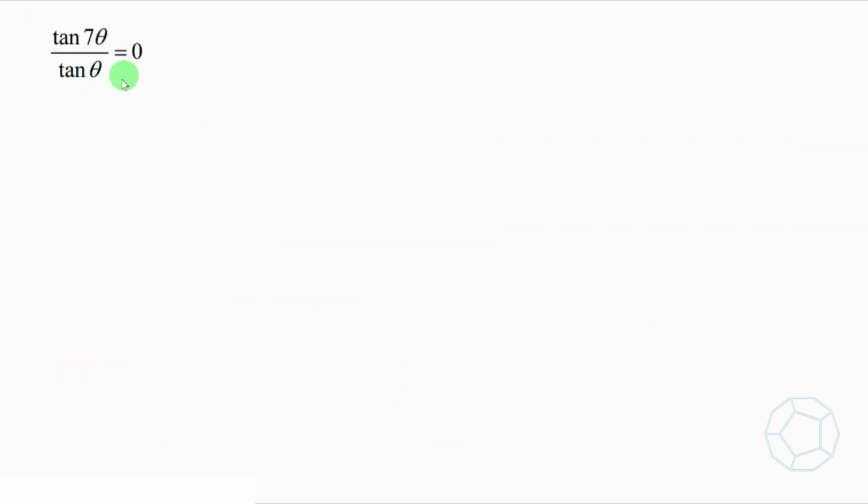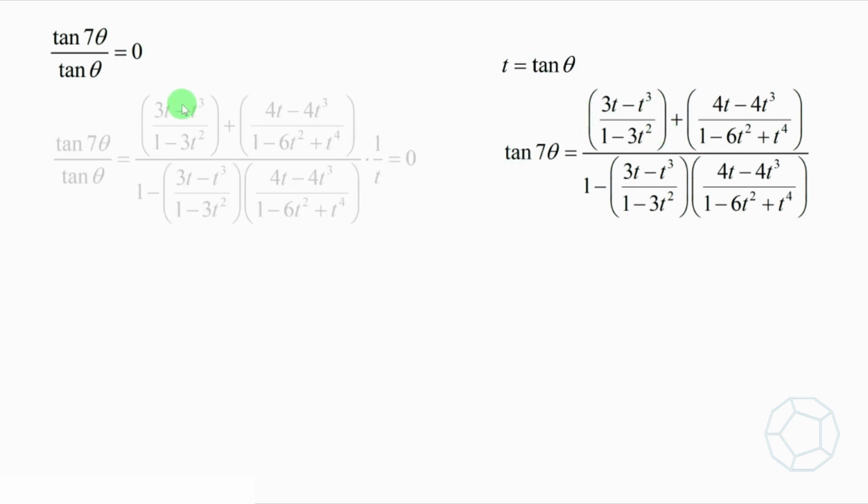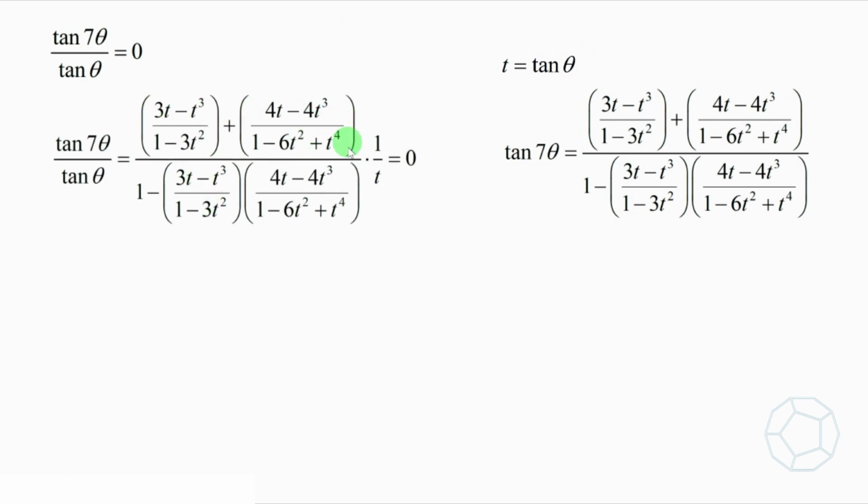Next, we're going to express the equation in terms of t. We put t equals to tangent theta and the formula of tangent 7 theta in part 1 into the equation. Then we'll get this. A large fraction times 1 over t is equal to 0. Cancel out the t in the numerators like this, and multiply the large denominator to the right hand side. 0 times anything is 0. Then we'll get a much simpler expression like this.